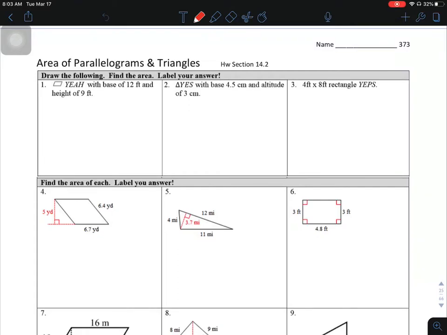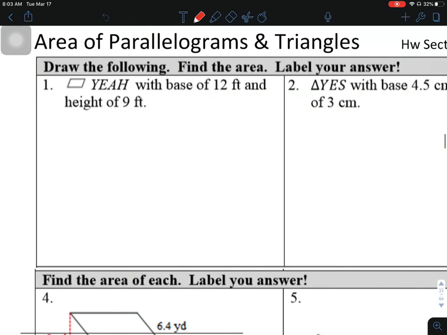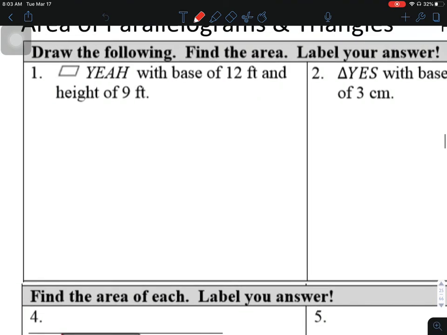This is Geometry Homework Section 14.2, finding areas of parallelograms and triangles. Some of these pictures aren't marked well, so let's just assume that every picture we see is a parallelogram or a triangle, and on the test I will try to do better to make sure that it's obvious. The directions: draw the following, find the area, label your answer. That seems pretty straightforward and pretty bossy.